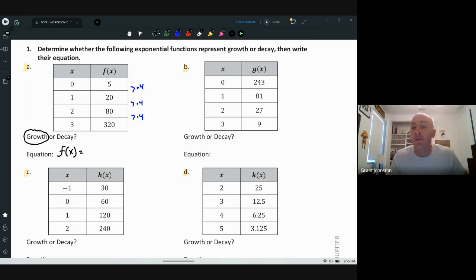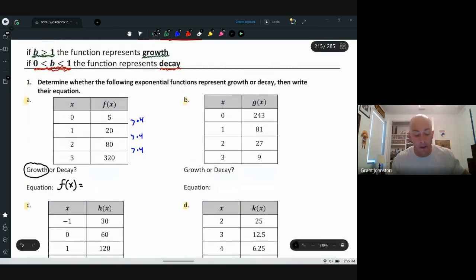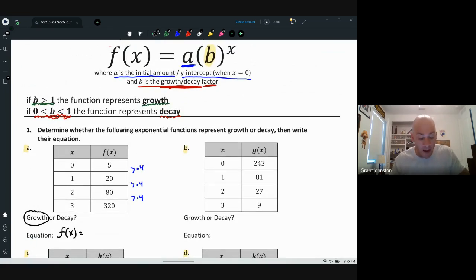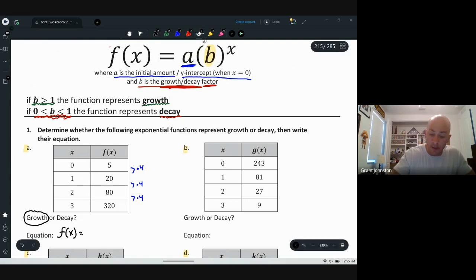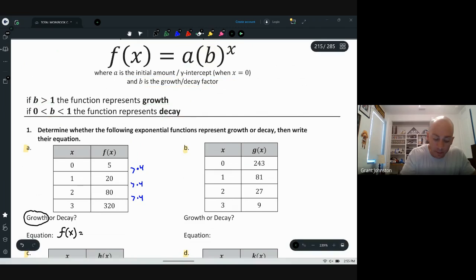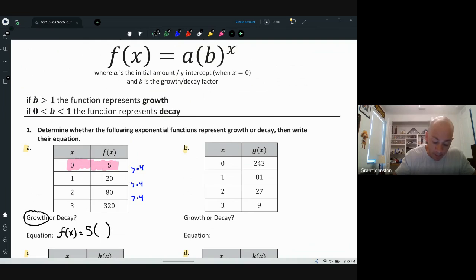And remember, the formula is a times b to the power of x. Well, a, as it says up here, is our initial amount. It's our y-intercept when x equals 0. Let me erase some of this pen work. It's getting a little overwhelming to look at. Okay. So if we look at our table, the y-intercept is 5. It's when x equals 0. So it's going to be 5 times b to the power of x. Now, b is what we're multiplying by each time. And that, in this case, is 4. So 4 to the power of x. That would be the function rule.